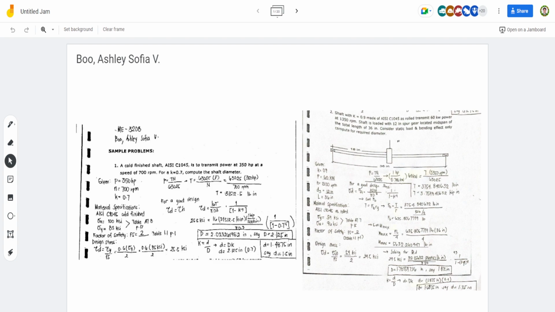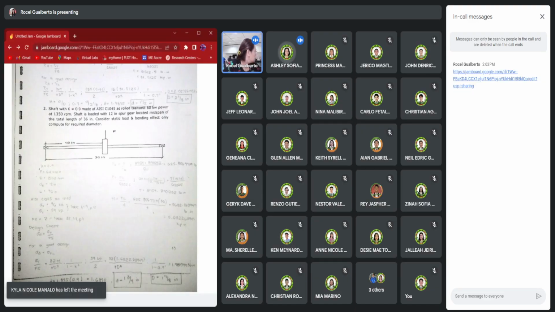Okay, thank you, Ken. So you have here our answer for problem 2. This one again is under pure bending only, so we neglect the torsional effect. Although there's a given power here, we neglect its torsional effect. As stated here, you consider the bending effect only. Do the others yield the same answer? Yes ma'am, same.